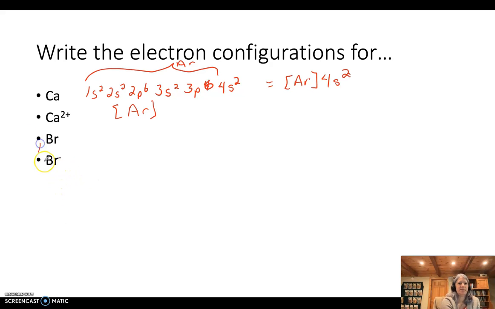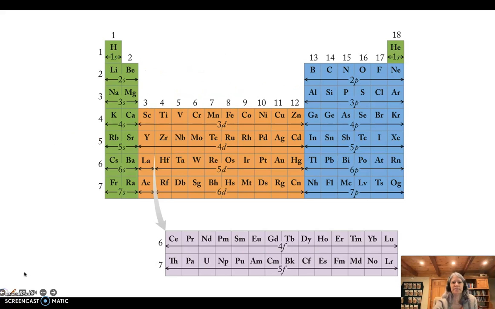So let's write that one down now. So that would be the full shell of argon, and then 4s2, 3d10, 4p5. Right? Let's look back to make sure. Argon 4s2, 3d10, 4p5.